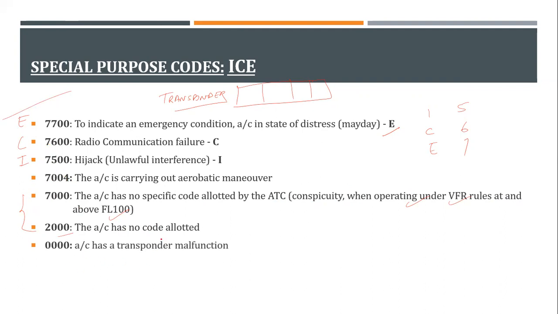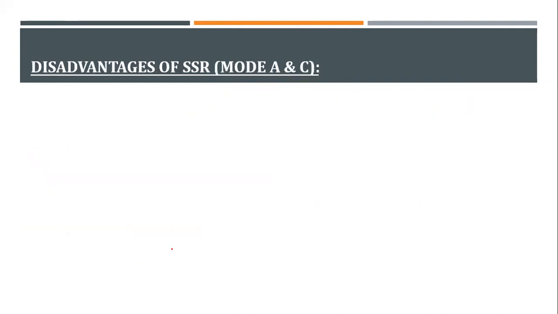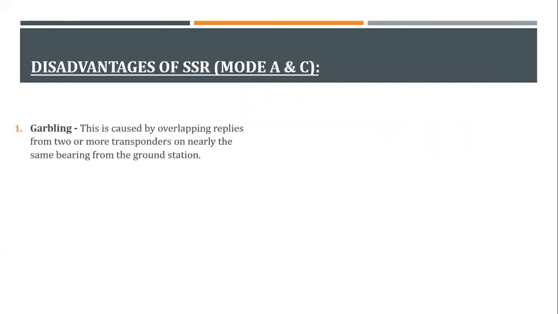0000 is the aircraft has a transponder malfunction. So if you want to indicate to the ATC that there is a malfunction, you put 0000. There are a few disadvantages of mode A and C. Why? Mode A simply indicates the registration mark. Mode C indicates the altitude. So these have a limited number of codes available as well. We only have, I think, 4096 codes available, transponding codes.